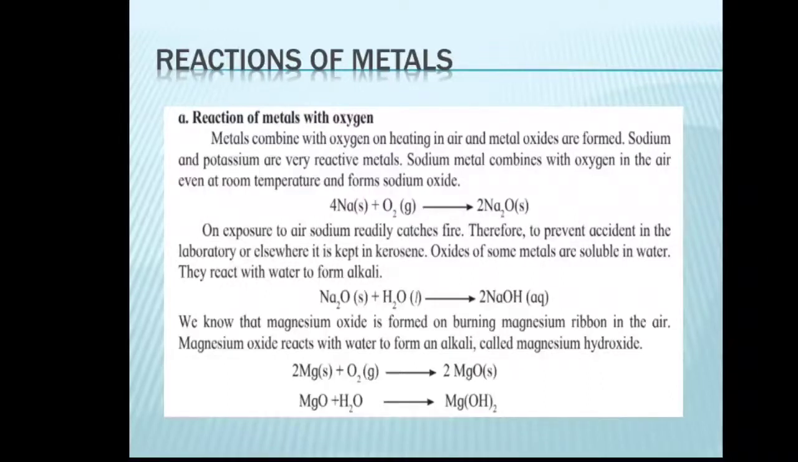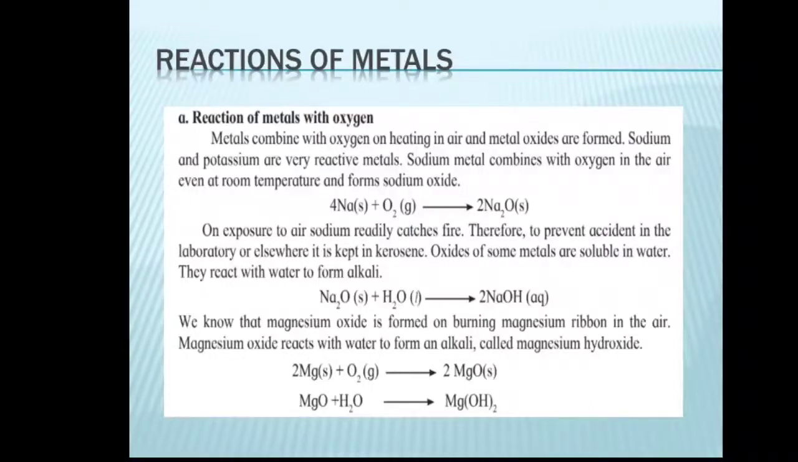Look at the reaction over there. Sodium oxide, which is formed as a result of the combination of oxygen and sodium, when reacted with water, gives sodium hydroxide, which is an alkali. We know that magnesium oxide is formed on burning magnesium ribbon in the air. Magnesium ribbon, when it is burned, forms magnesium oxide, and when magnesium oxide reacts with water, it forms an alkali known as magnesium hydroxide.